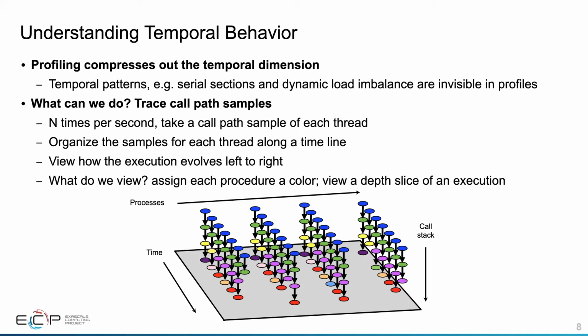And then what do we view? Well, we're going to assign each procedure a color, and then we're going to view a depth slice of the execution. So the gray plane shown on the screen represents a visibility plane. If we lift it all the way up to the top and then just show the top slice, what we would see is that everybody is in the blue routine, which represents something like main.